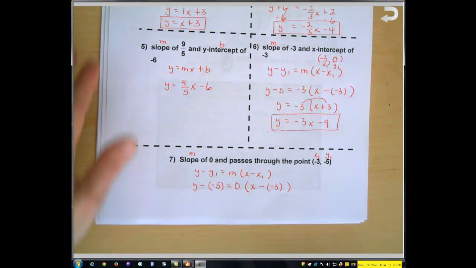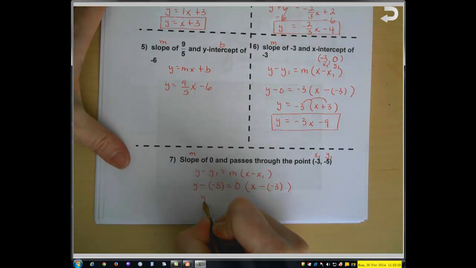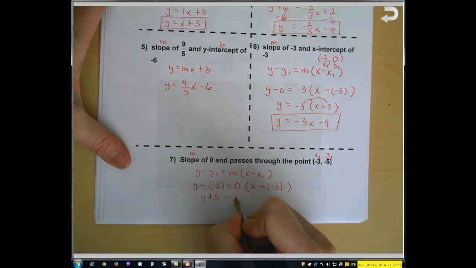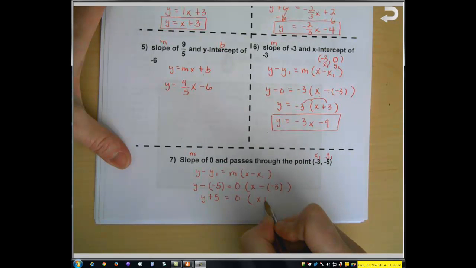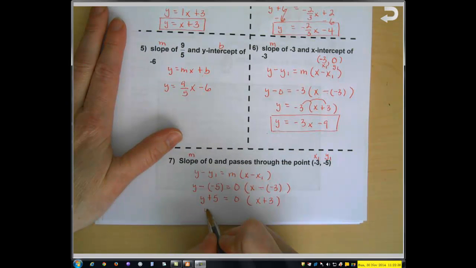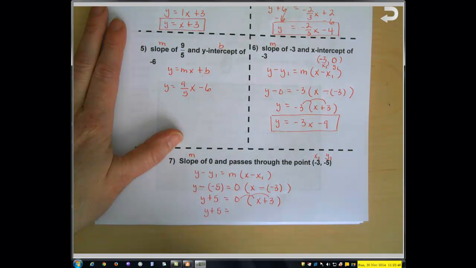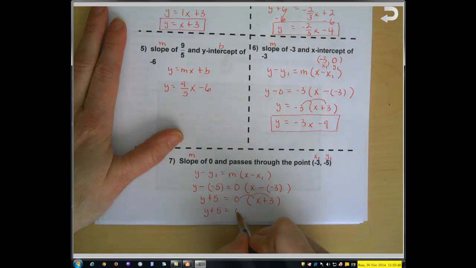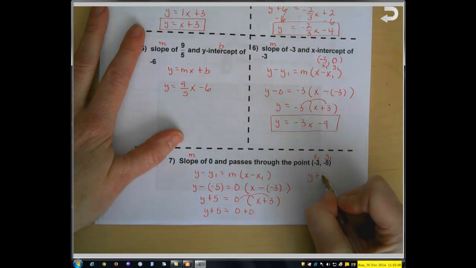So let's simplify a little bit more. Y minus a -5 is the same as y plus 5. X minus negative 3 is the same as x plus 3. Now we need to simplify the right side by distributing. Well, 0 times x is just 0, and 0 times 3 is also 0. So the right side just becomes 0.